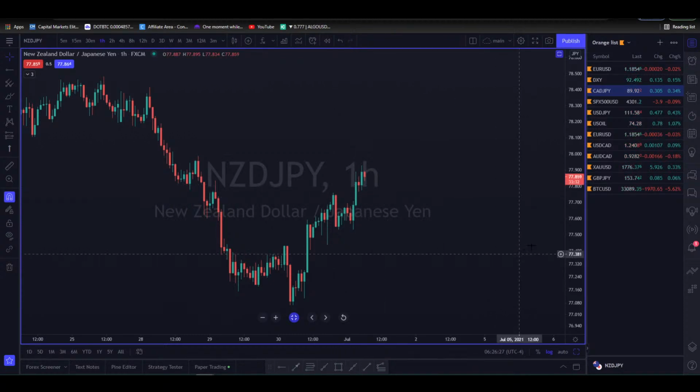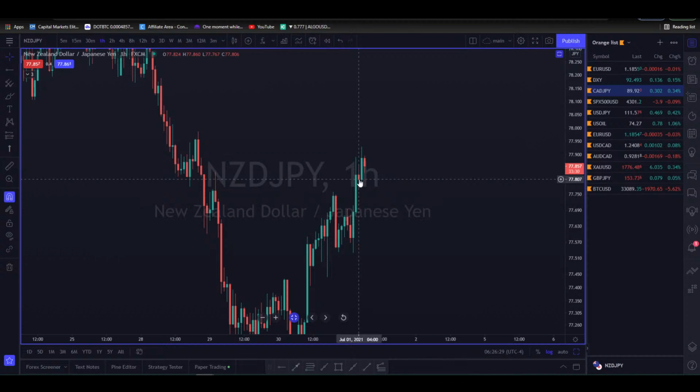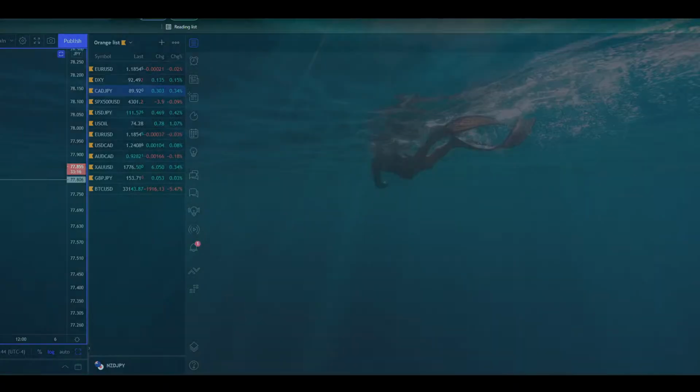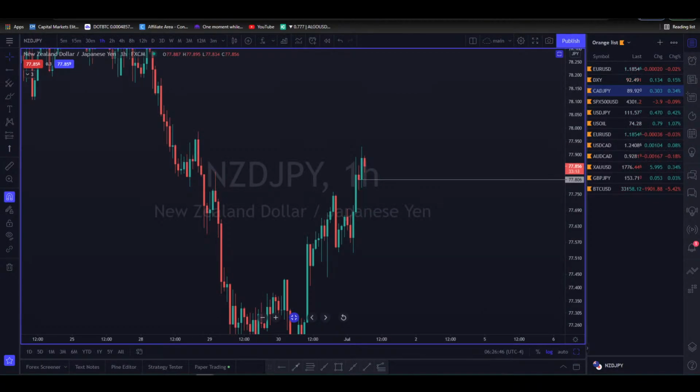So hourly support is also that 3 minute support. It's the same price. Oh no, it's not. 77806 is hourly support. So just watch that. All right? Just watch that. Okay.